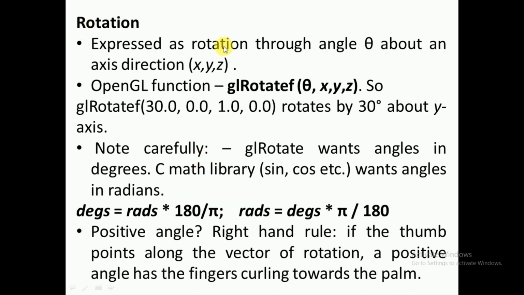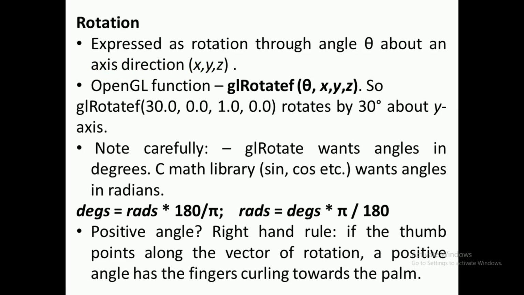Similarly, OpenGL also supports rotation. It is expressed as a rotation through an angle theta about an axis direction, that is x, y, z. Rotation can be done about x, y or z. By default, rotation in 2D is about the z direction.